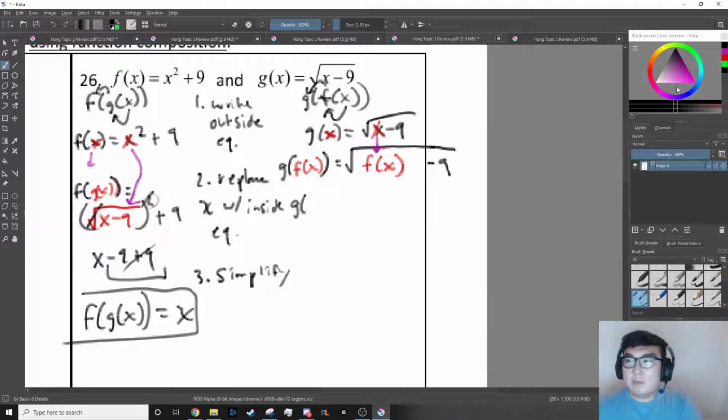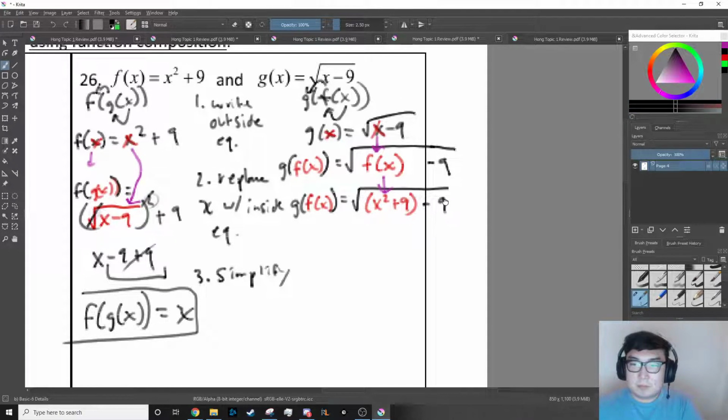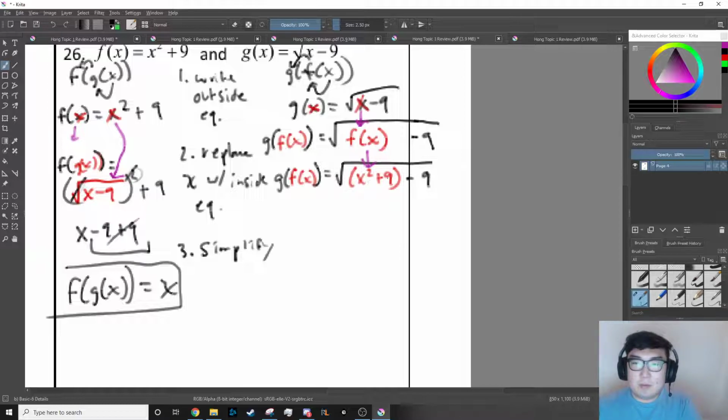So g of f of x is equal to square root of, and I know that f of x is equal to this equation right here, so I'm going to replace it, which is x squared plus 9, minus 9. Alright, so we can drop these parentheses, which I will do. And what's 9 minus 9? That's 0.